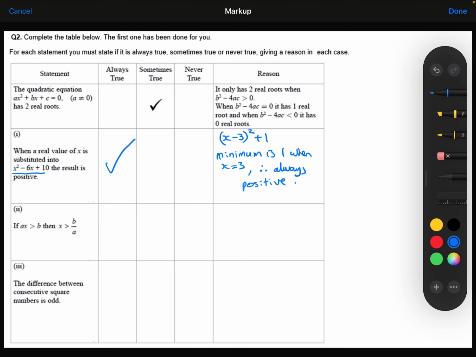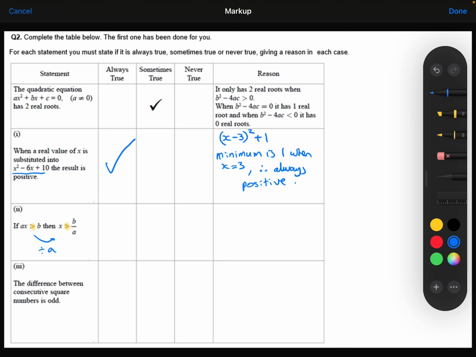Next, if ax is greater than b, then x is greater than b over a. So this is an inequalities question, and we can see that to move from there to there, they've divided both sides by a. Notice that the direction of the inequality has stayed the same, which would be fine if a was positive, but if a was negative, they would have had to have flipped the sign.